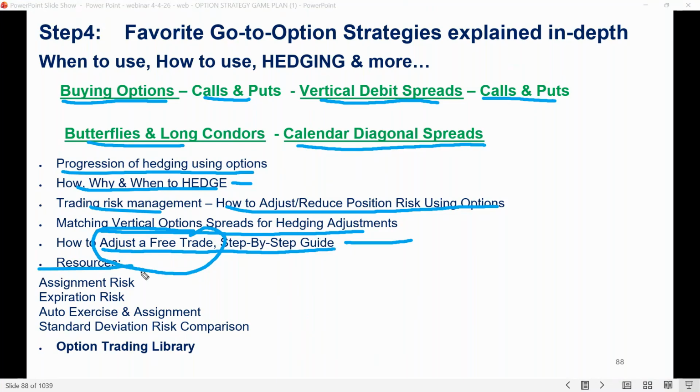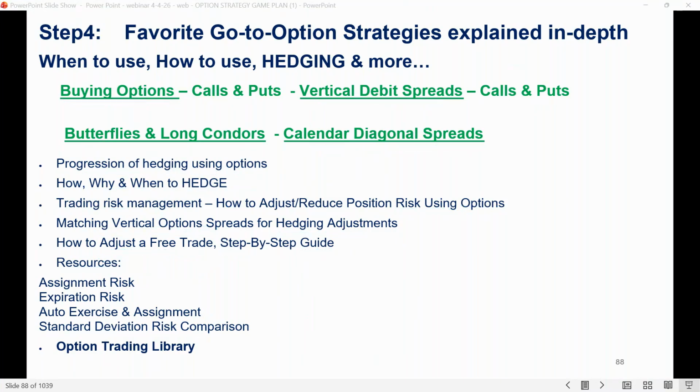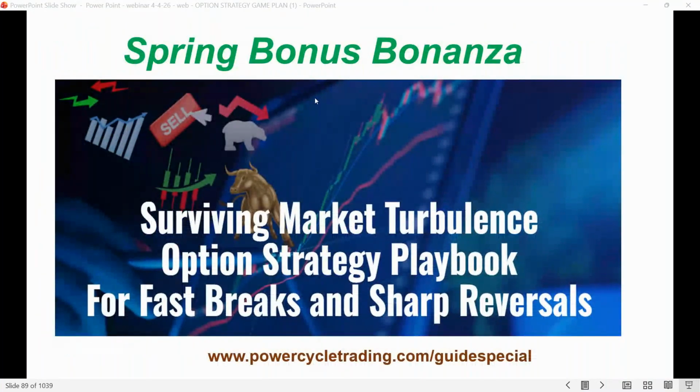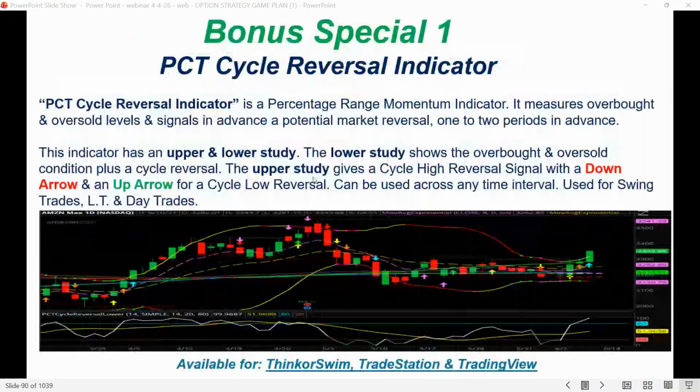Then you'll get my resources: what is assignment risk, expiration, auto exercise, and more on standard deviation, and a good trading library you can go through, looking at past trades to help you understand how they work. Very detailed. And then as far as the bonuses, let's go through what you'll get as additional bonuses. If you do option 2, you're going to get my cycle reversal indicator. This is an indicator that has an upper and lower band to it, and this is what I use for cycle reversals, up or down.